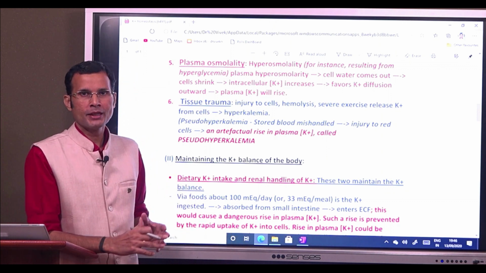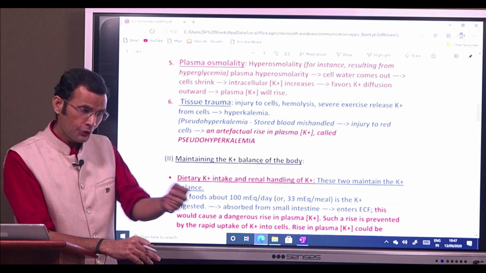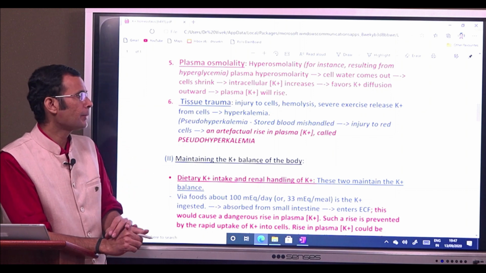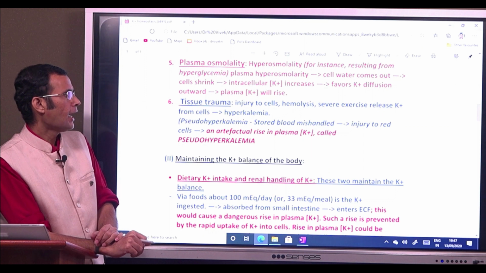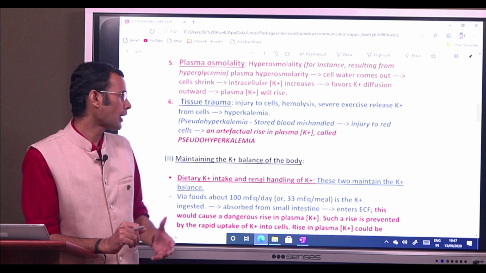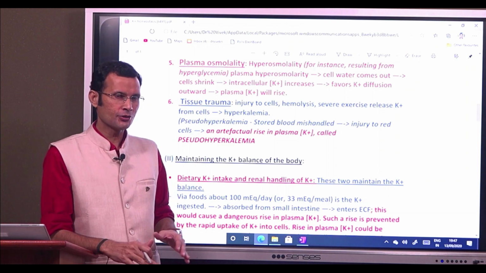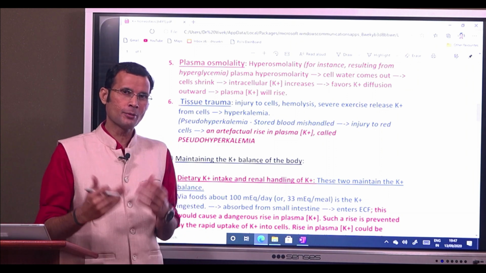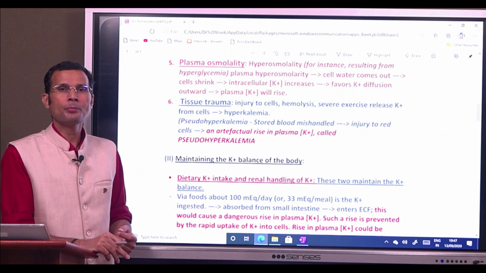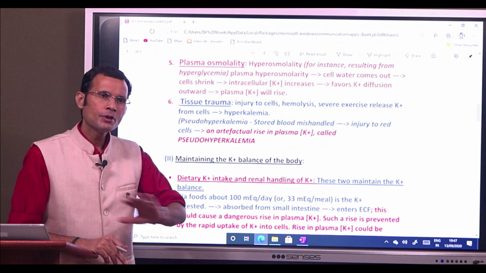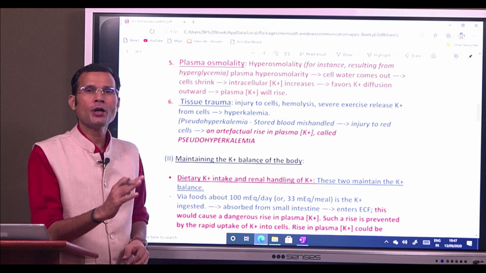Yes, that happens sometimes. And this mishandling of the stored blood or during withdrawal of the blood from the patient, there is injury to the red cells, RBCs, and it's called an artifactual rise in the plasma potassium. Artifactual, it's not real actually, there is no real injury to the cells because of some pathophysiology happening. It's just that a mishandled blood sample has caused trauma to the RBCs, and such a condition is called pseudo hyperkalemia.